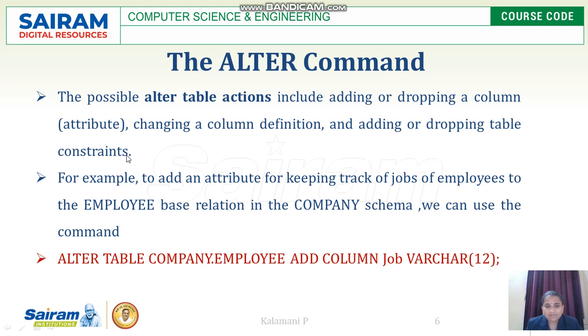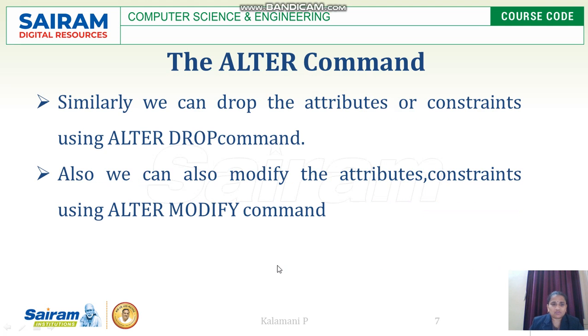So for example, in the employee relation of a company database, we want to add a new column job to the employee table. We can give alter table followed by the table name. I have used the table name along with the schema name, company.employee. Then add, the keyword for what we want to add: the attribute job, and the data type, varchar of 12. In this way we have to give it.